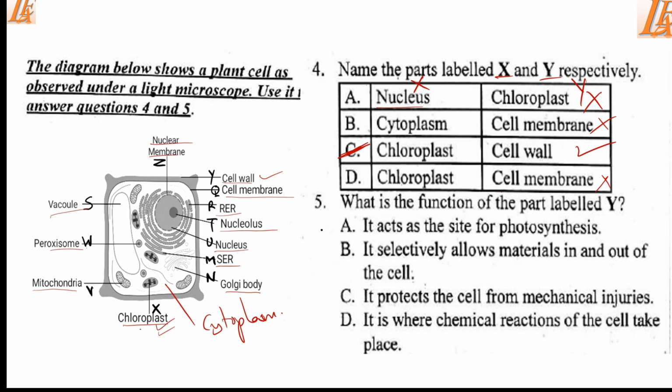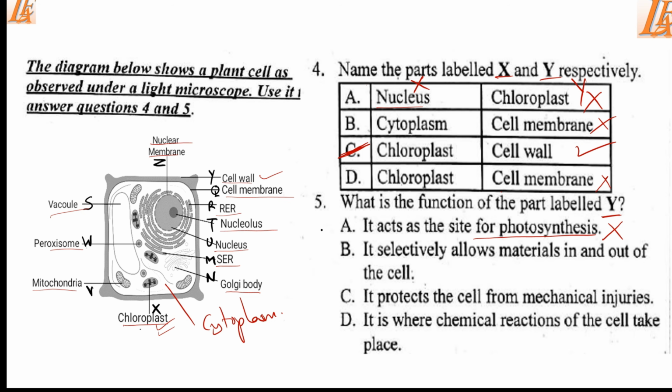Then question 5, what is the function of the part labeled Y? This cell wall, which we have said is a cell wall. What is its function? A, it acts as a site for photosynthesis. Acts as a site for photosynthesis is very wrong, because for photosynthesis, it is the part labeled X. X is the site for photosynthesis, which we call a chloroplast.